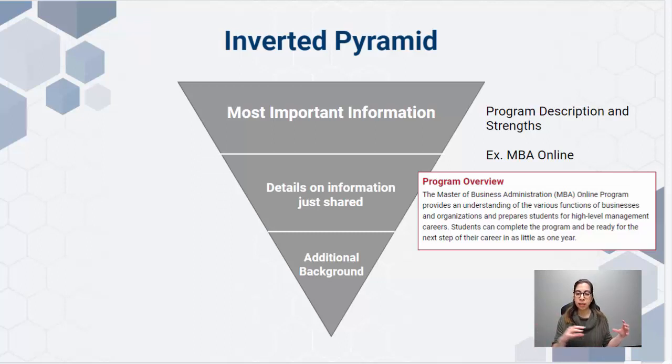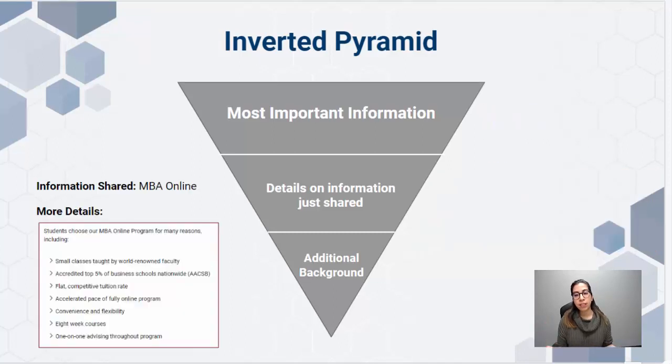So it tells you what it is, the types of careers that students have. That's 1 sentence. Now, sentence 2, students can complete the program and be ready for the next step of their career in as little as 1 year. That's a huge differentiator from students are browsing MBA online programs in other schools. So again, in those 2 sentences, students can start to consider, oh, this is why I want to consider the MBA online at CSU Pueblo.